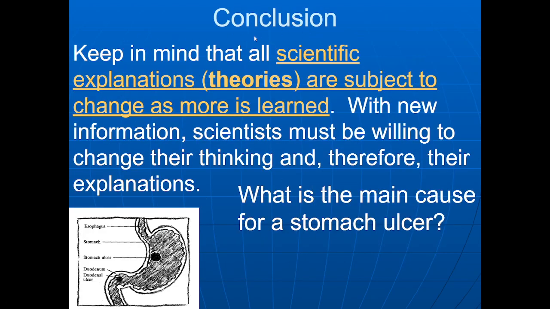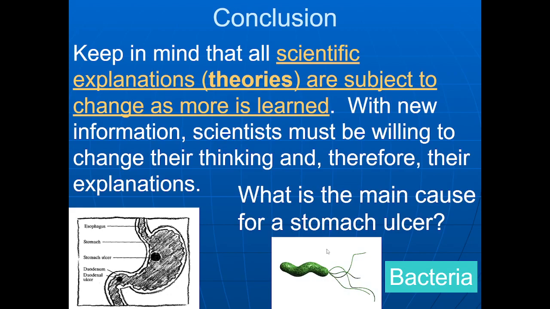Conclusion. Keep in mind that all scientific explanations are subject to change as more is learned. With new information, scientists must be willing to change their thinking and therefore their explanations. What is the main cause for a stomach ulcer? Bacteria. And that's all for today.